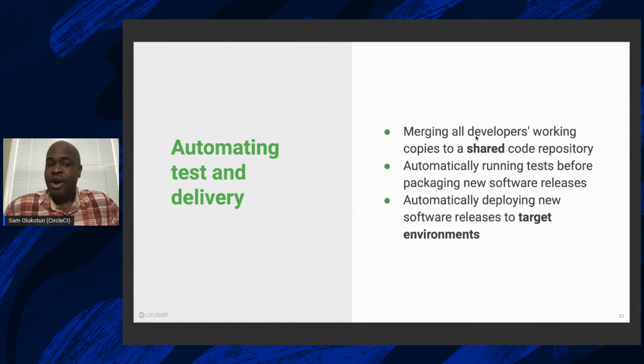And finally, automating test and delivery really is just an encapsulating philosophy of what CI/CD itself means. This means that you're merging all developers' working copies into a shared code repository. You're automatically running tests before packaging new software releases. And as soon as those software releases are packaged, you automatically deploy them to your target environment.